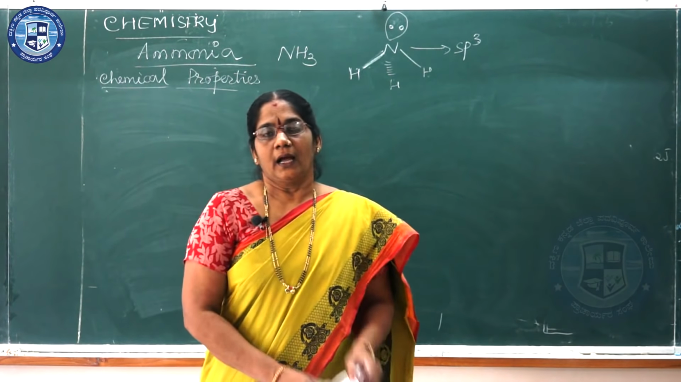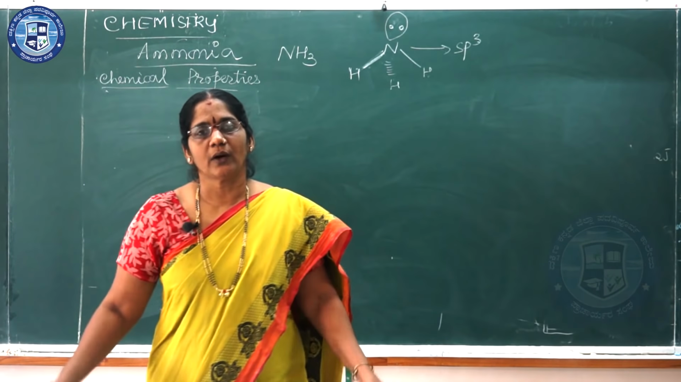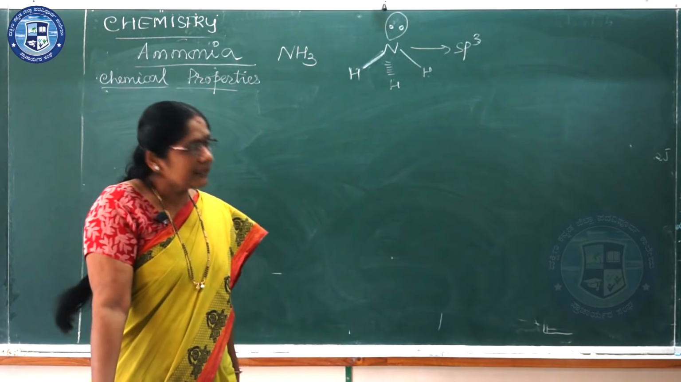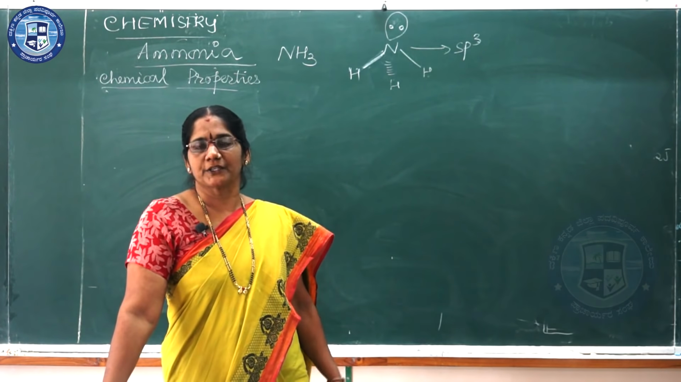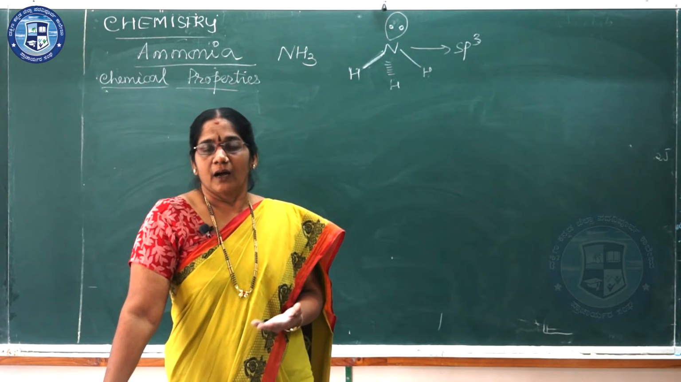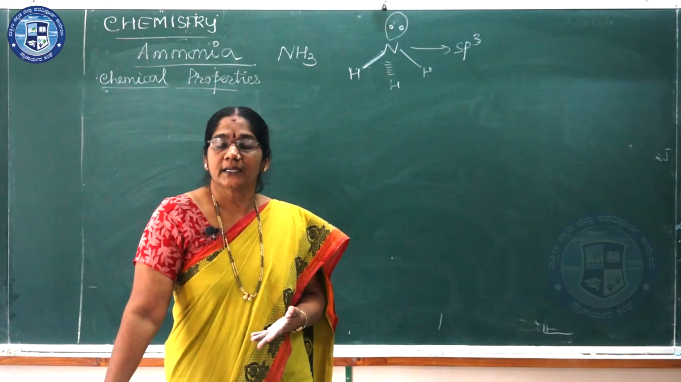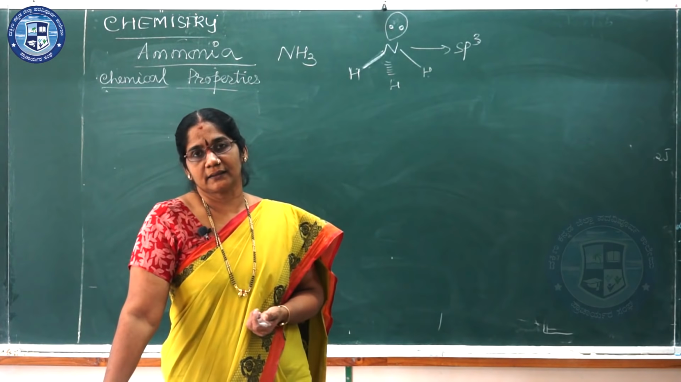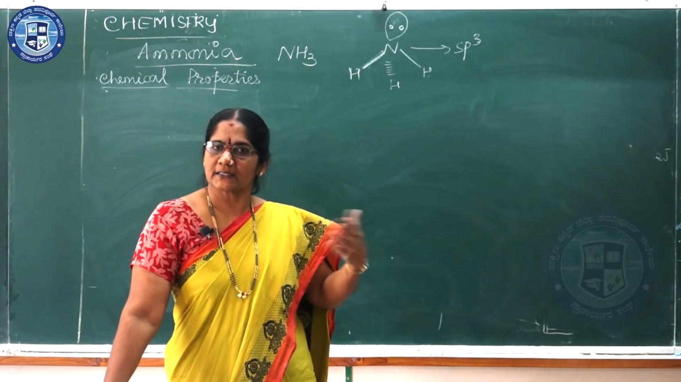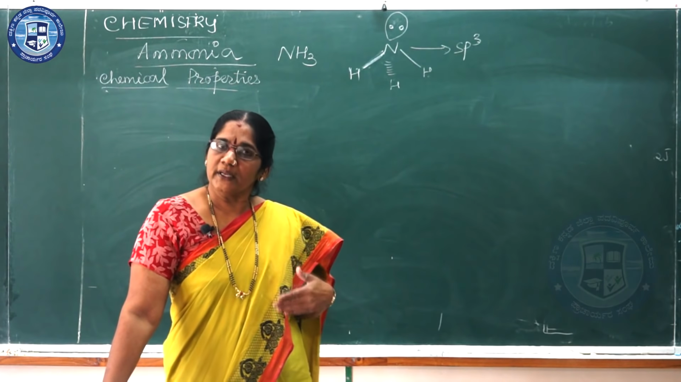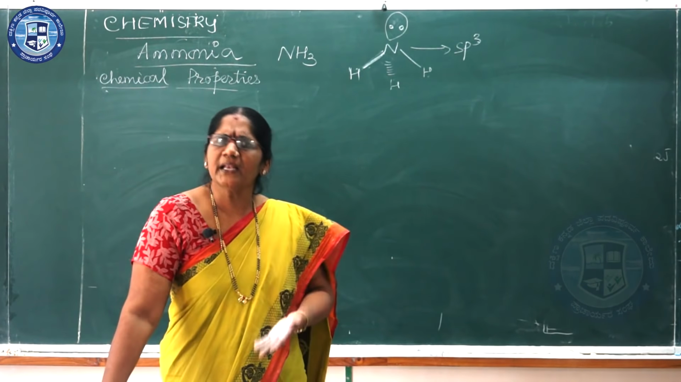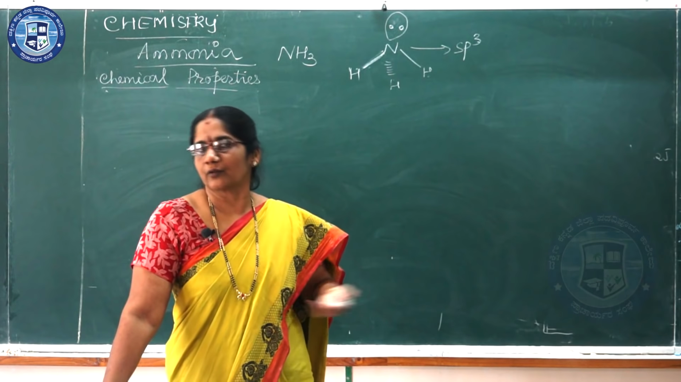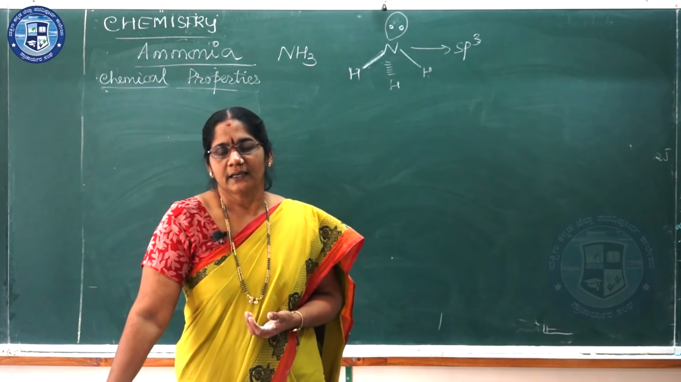of ammonia. Then what are the uses of ammonia? The uses of ammonia, mainly ammonia is used in the preparation of fertilizers like ammonium sulfate, ammonium phosphate, ammonium nitrate, urea. So these are the fertilizers prepared starting from ammonia. Then ammonia is also used in the preparation of many nitrogen compounds, mainly nitric acid can be prepared starting from ammonia as one of the reactants.